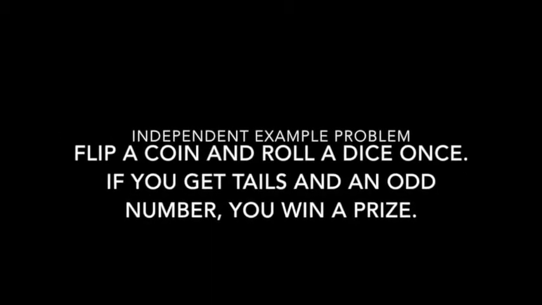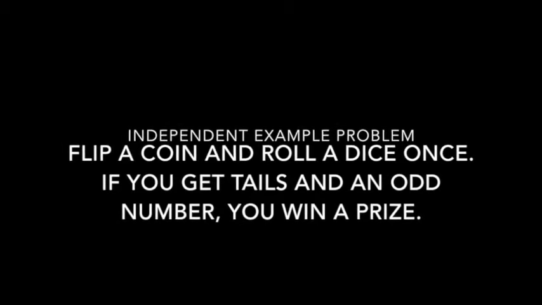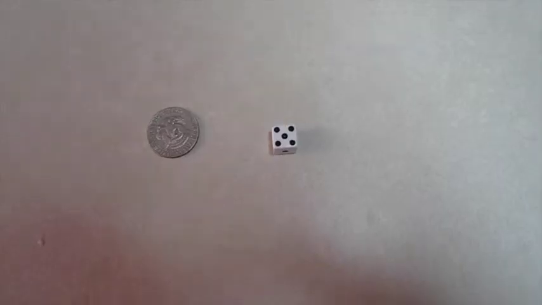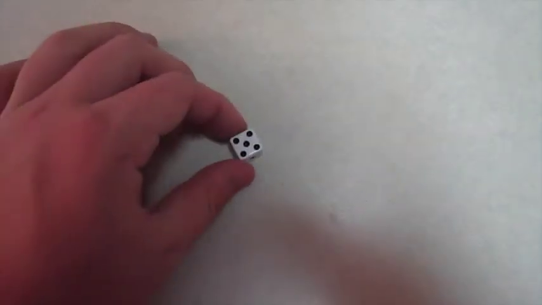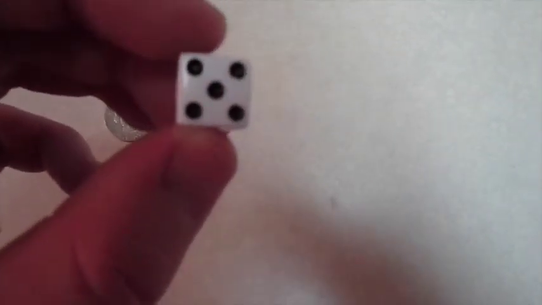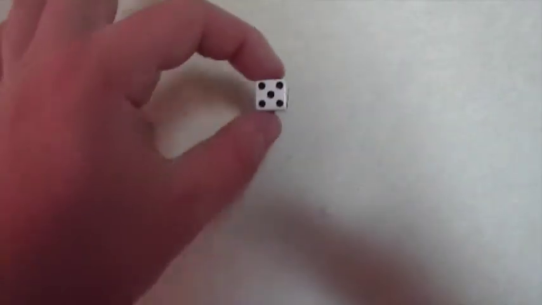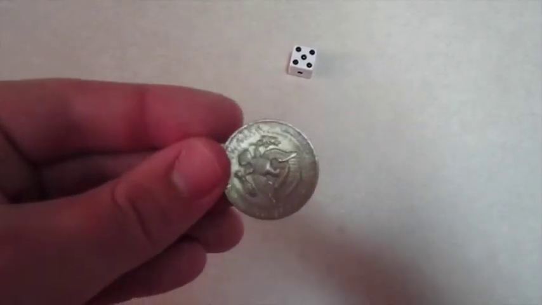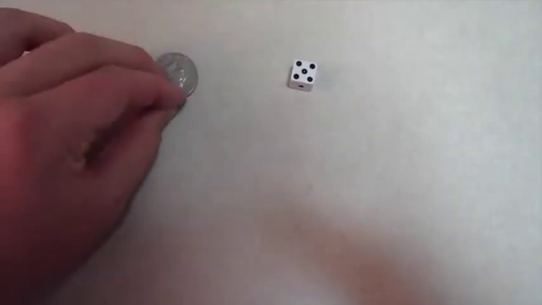The independent property happens when the first event does not affect the second event. To solve the example problem, here's a dice. This has 6 sides and there are 3 odd numbers. So you know that's 3 over 6. In the coin, there's tails and heads. So you know there's 1/2.